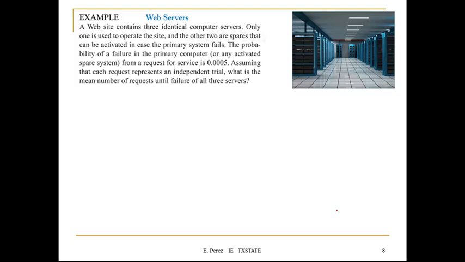Okay, so let's look at another example. A website contains three identical computer servers. Only one is used to operate the site, and the other two are spares that can be activated in case the primary system fails. The probability of a failure in the primary computer from a request for service is 0.0005. Assuming that each request represents an independent trial, what is the mean number of requests until failure of all three servers? Okay, so the only question here is asking about the expected or the mean number of requests until failure of all three servers.